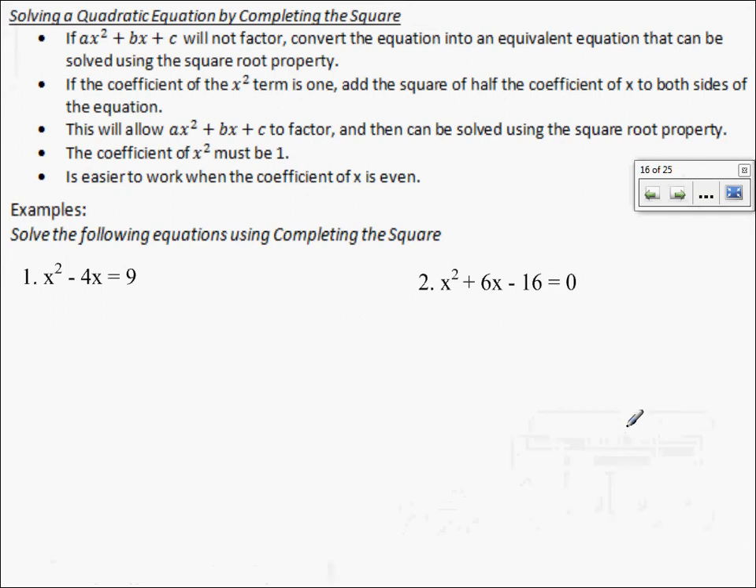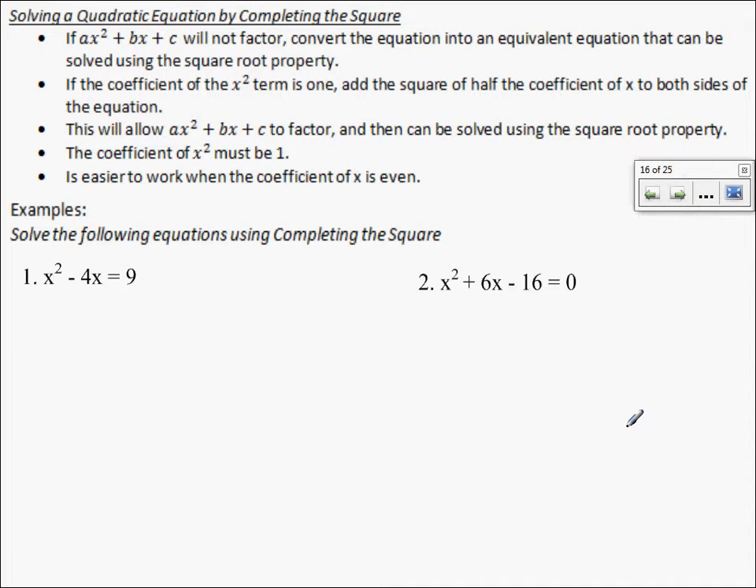Hello, and I want to welcome you to a discussion on solving a quadratic equation by completing the square examples. So here are some things to consider and the procedures. If ax squared plus bx plus c will not factor, convert the equation into an equivalent equation that can be solved using the square root property.